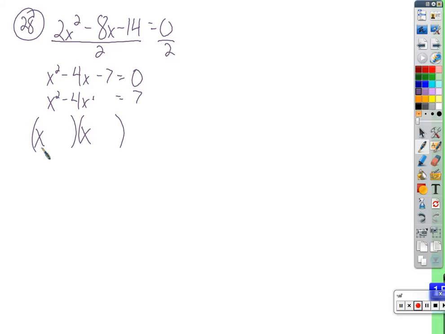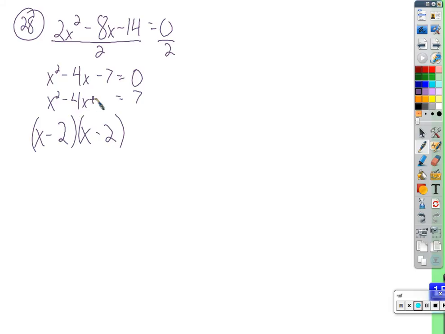X squared here? X. Oh, X, and then what? And then 2. 2. Negative. That's what I was wanting. Negatives here, right? Because negative 2x and negative 2x adds to our negative 4x.